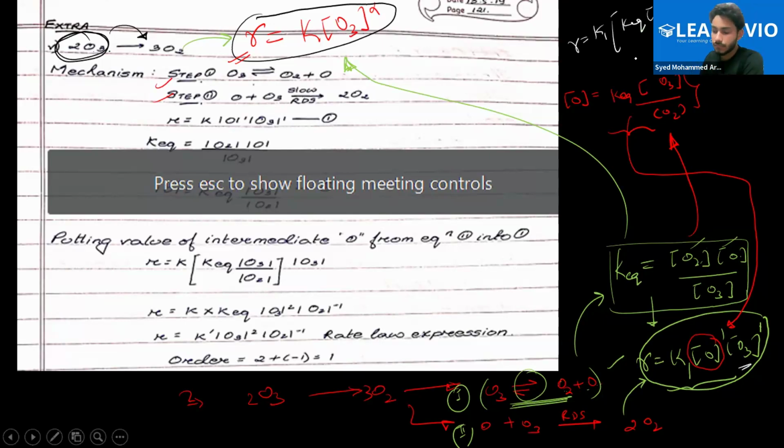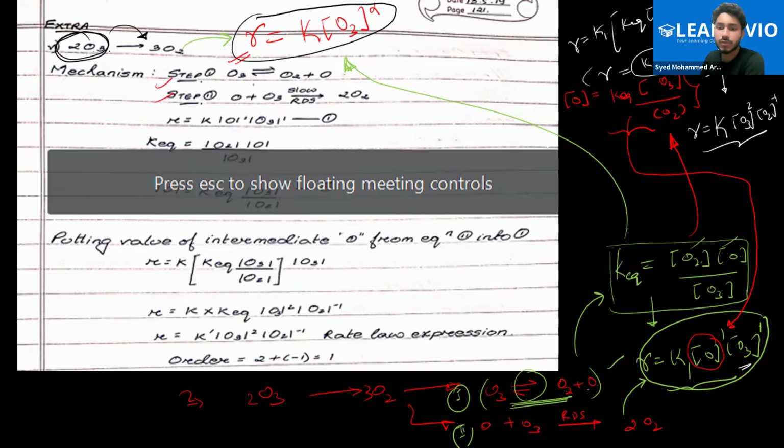Now you can easily write K1 multiplied by K equilibrium, times O3 to the power of 2, O2 to the power of minus 1. See, this is your rate law expression. And if you simplify, these two are constants. You can replace these two with a single constant K. So R equals K times O3 to the power of 2, O2 to the power of minus 1.